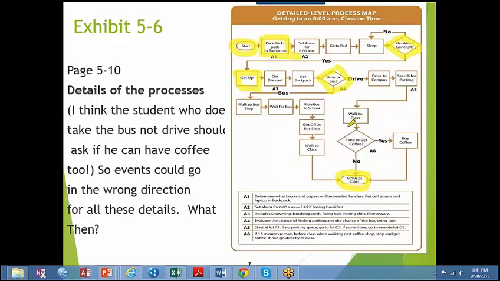Continuing on here, what we see is if we drive to campus, we search for parking, we walk to class, and then the decision tree is, do we have time to get the coffee?